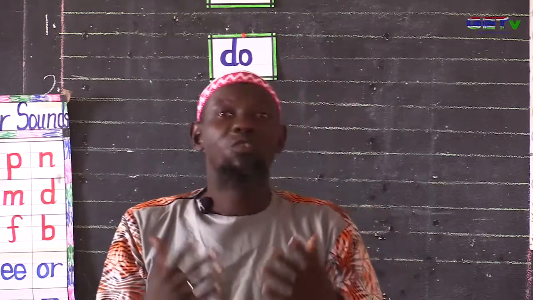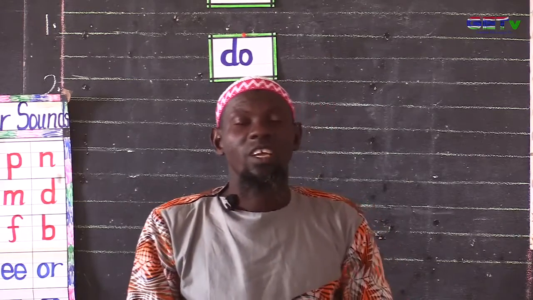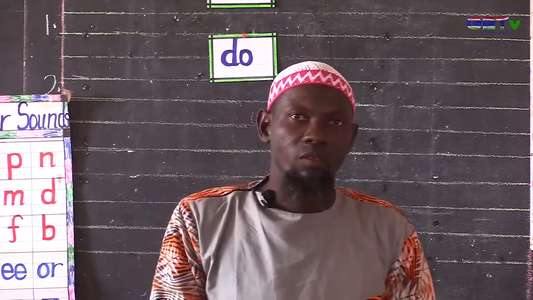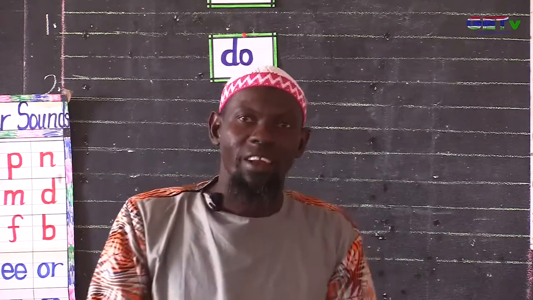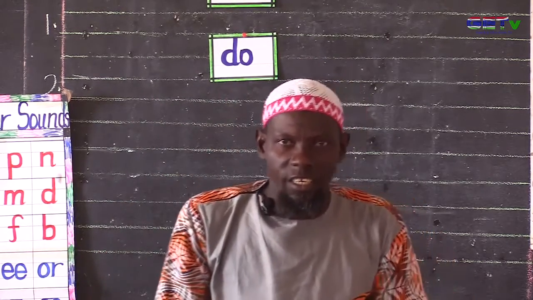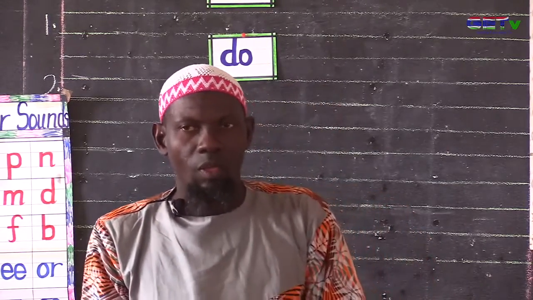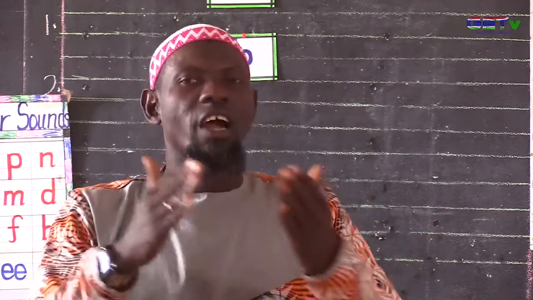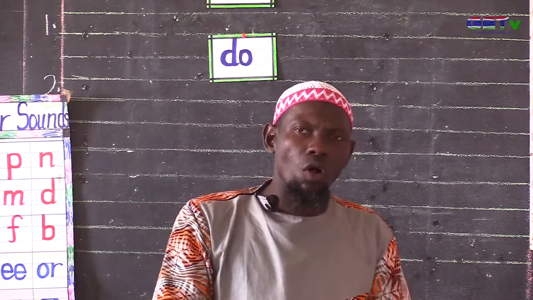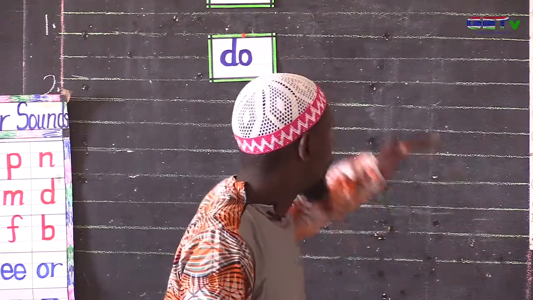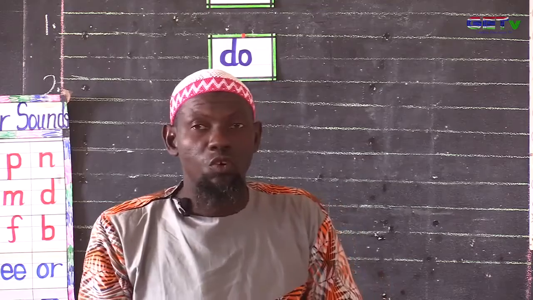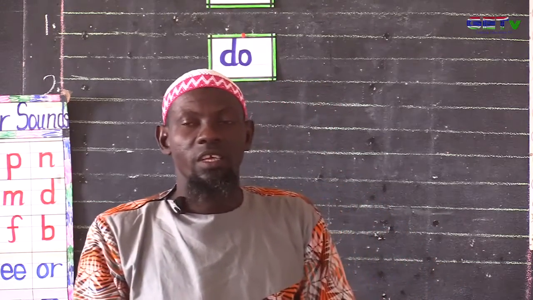If you say "doh", your friends will laugh at you because do is never "doh". So that's why we said we cannot use the blending skill to form these words. Any word we cannot blend is called a tricky word or an irregular word, because not all the sounds are heard in the word. So D-O is do. Meaning D-O is a tricky word. And what is it? It is do.